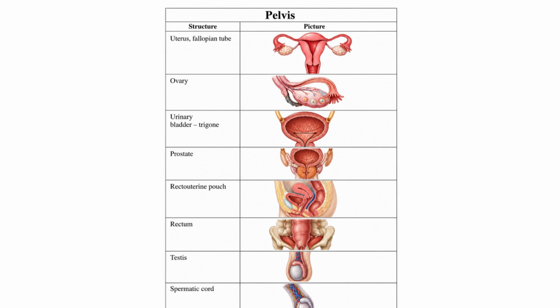Coming to the retrouterine pouch of Douglas, it is the deepest peritoneal pouch in the female pelvis, between the rectum and uterus. It's a site of fluid, blood and pus collection.